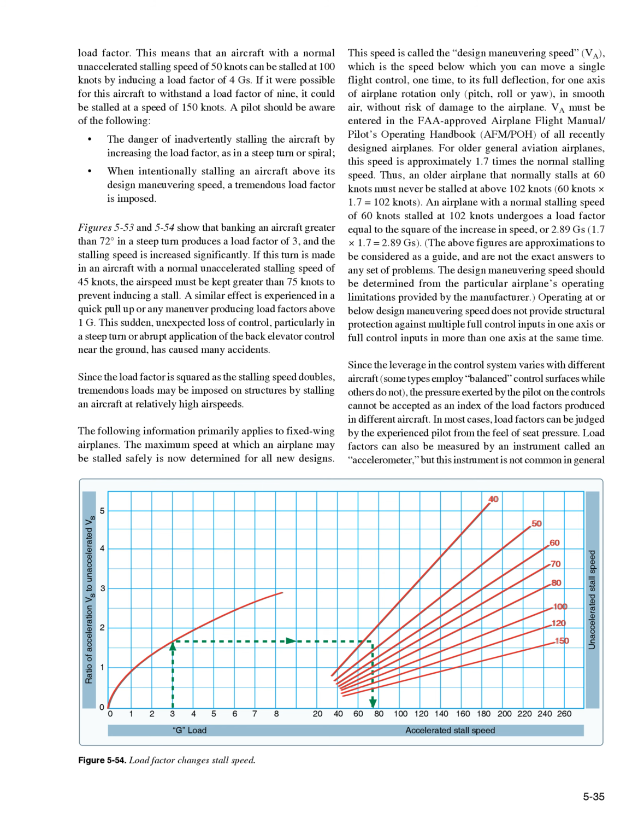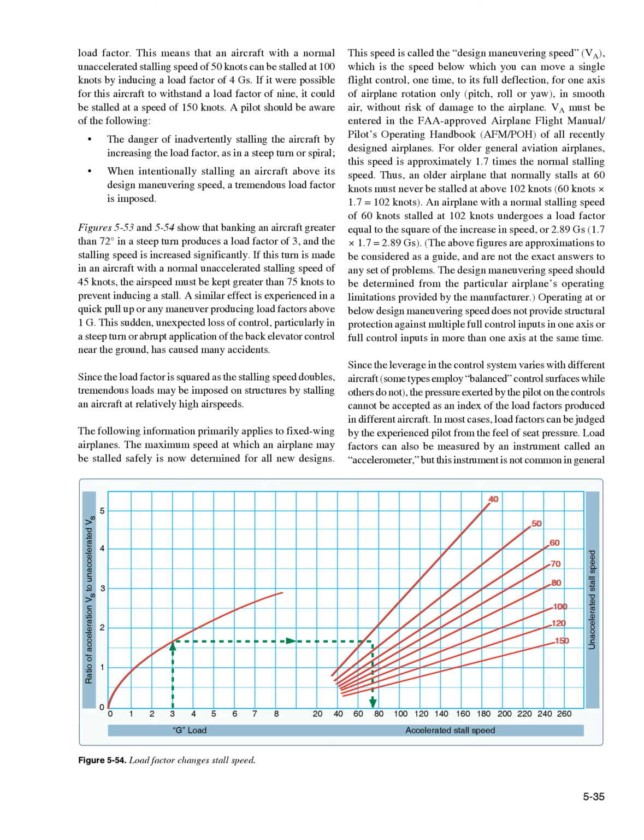The maximum speed at which an airplane may be stalled safely is now determined for all new designs. This speed is called the design maneuvering speed, VA, which is the speed below which you can move a single flight control, one time, to its full deflection, for one axis of airplane rotation only, pitch, roll or yaw, in smooth air, without risk of damage to the airplane. VA must be entered in the FAA-approved Airplane Flight Manual/Pilot's Operating Handbook, AFM/POH, of all recently designed airplanes.